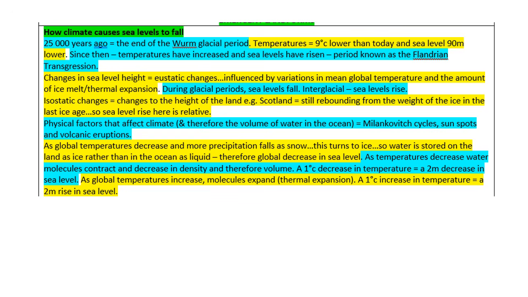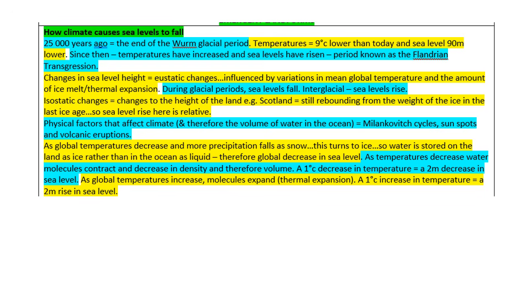Isostatic changes are to do with changes in the height of the land. So Scotland, for example, is still rebounding from the last time it had an ice sheet on top of it. The ice sheet was so heavy that it compressed the land down, and the land is still rebounding and still rising back up to its original place. So here, sea level rise is relative.